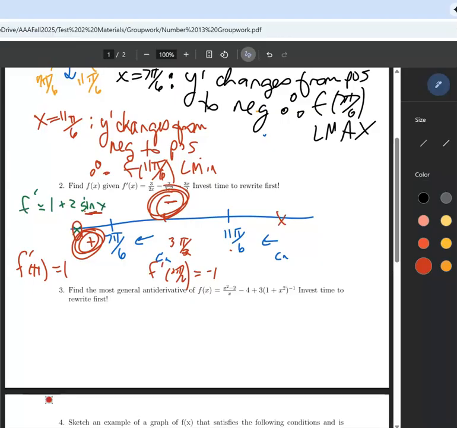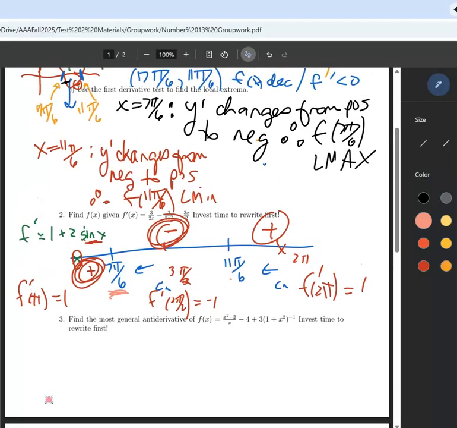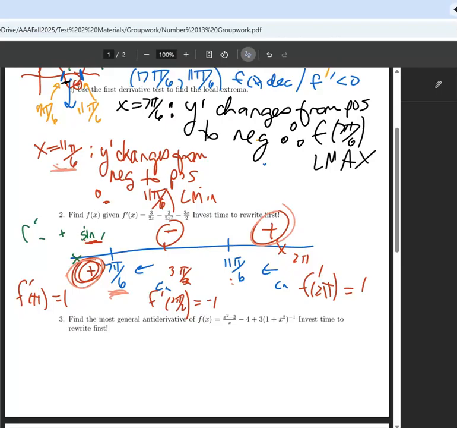And then here I can choose 2 pi. If I put 2 pi into the derivative, I get 1, so it's positive. We get the same result: before and after 7 pi over 6, the derivative changes from positive to negative, and before and after 11 pi over 6, the derivative changes from negative to positive. However you want to go about it, you can get the same result.